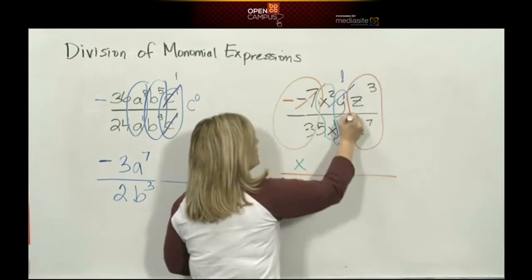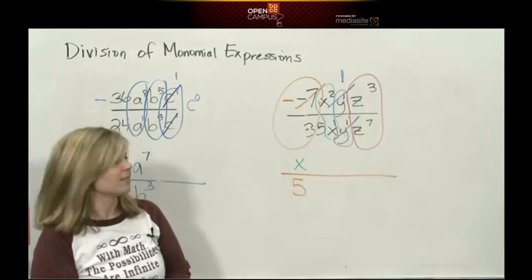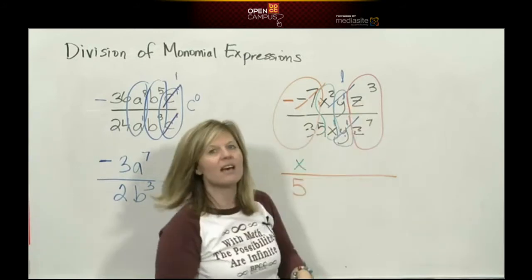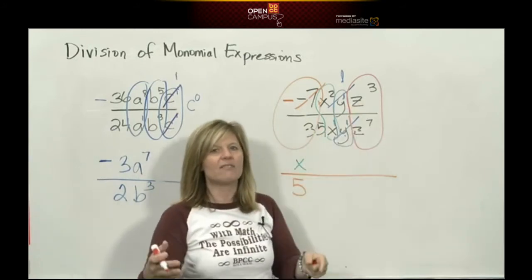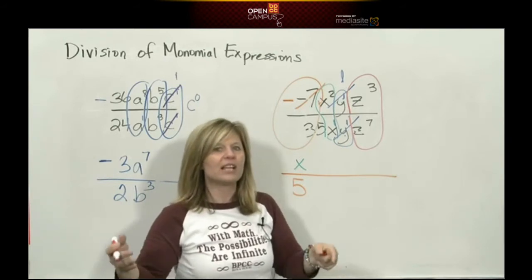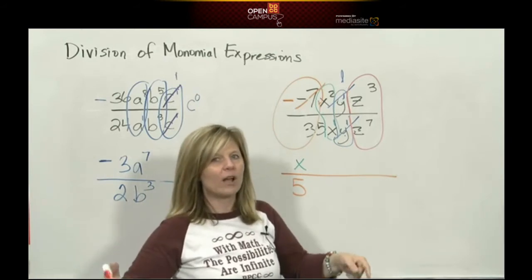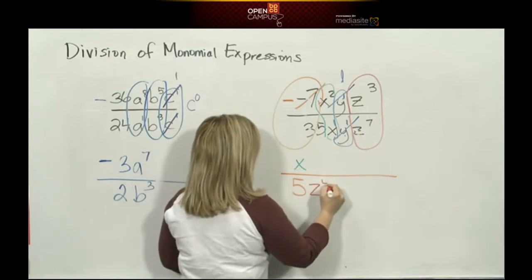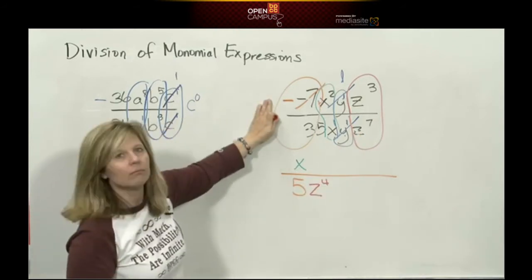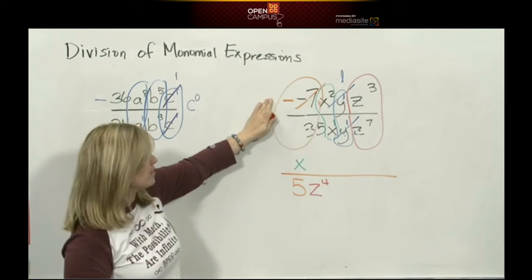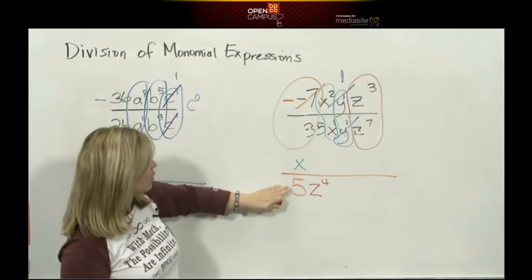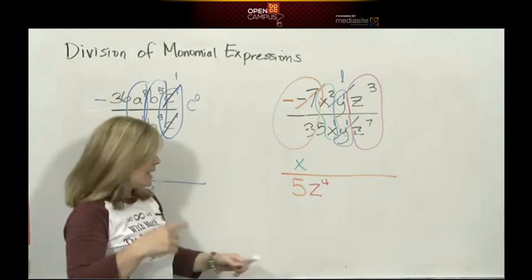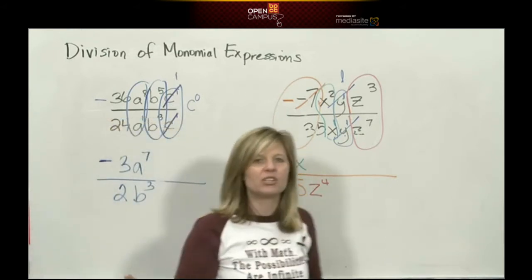All right, we got z cubed divided by z to the 7th. They have the same base. The rule is subtract. 3 take away 7. I know 3 take away 7 is 4, but where would I put that z to the 4th? I put it where there's more z's, which is obviously in the denominator. So the quotient of these two monomials divided is x over 5z to the 4th. Is everybody okay with that? And that's all there is to doing division.